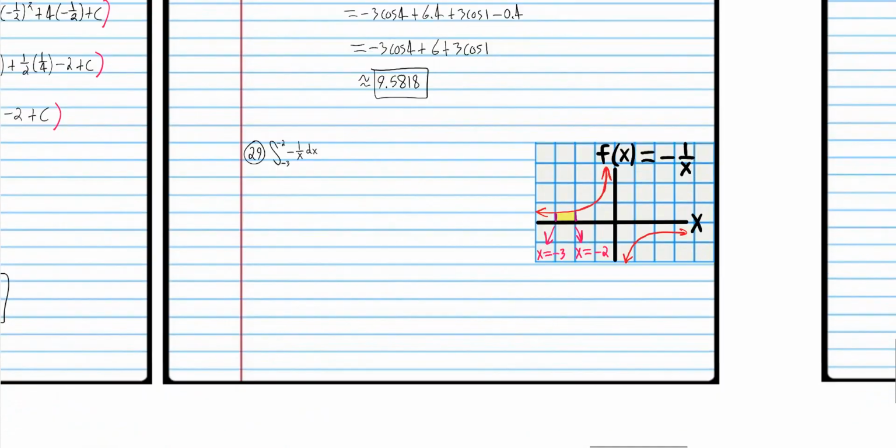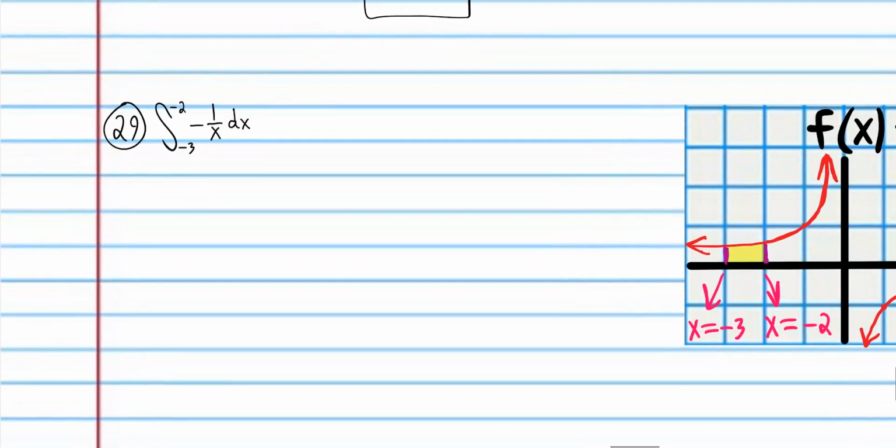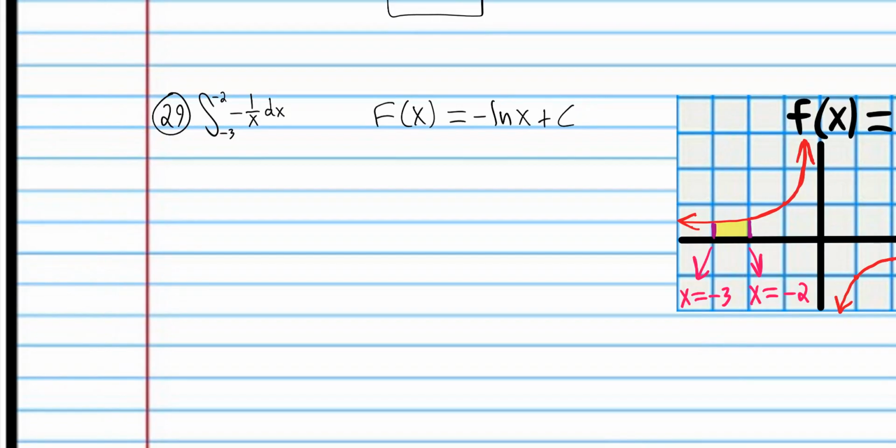Okay, so let's try another one. So first we're going to find the antiderivative. You may recall that the derivative of natural log x is 1 over x. We just need the negative in front. So that's the antiderivative.